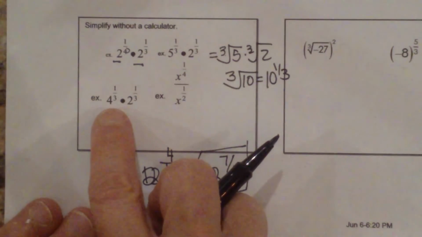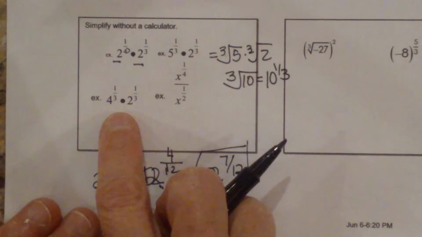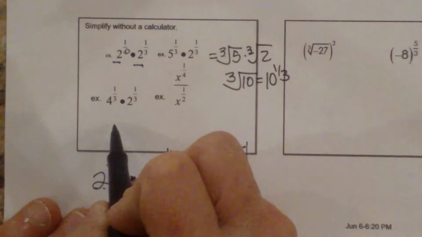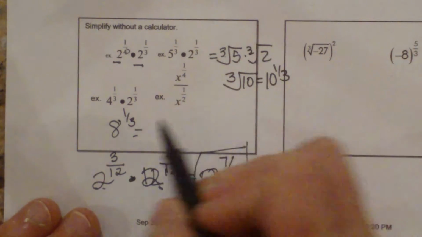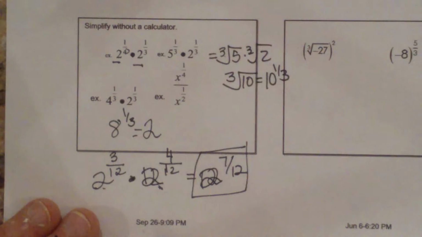Okay, what if we have, well, this one you can actually do two different ways. Because they have the same exponent, we can multiply those together and get 8 to the 1/3, but that simplifies to just a very simple answer of 2, because that's asking us to find the cube root of 8.